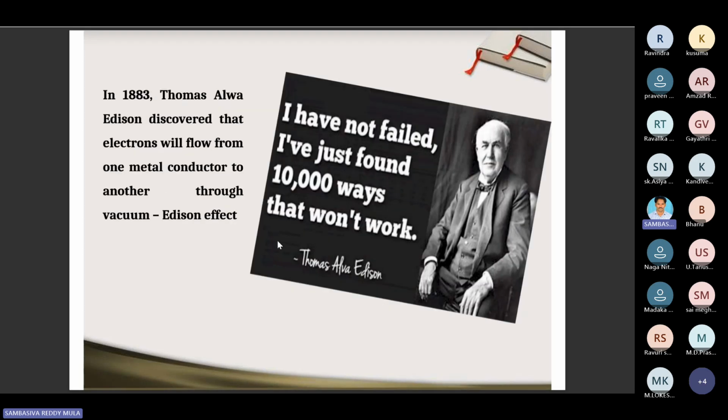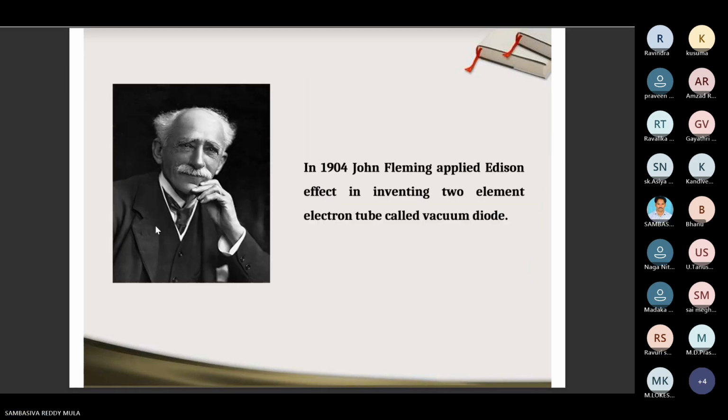Okay, so the base for the invention of vacuum tubes was also the scientist Thomas Alva Edison. So with this Edison effect only, vacuum tubes were invented by Fleming. Thomas Alva Edison discovered that electrons will flow from one metal conductor to another through the vacuum. That is called the Edison effect. John Fleming applied the Edison effect in the invention of a two-element electron tube called the vacuum diode.